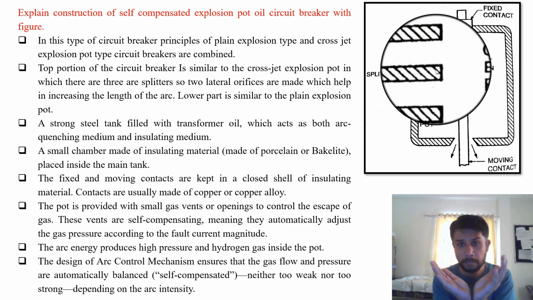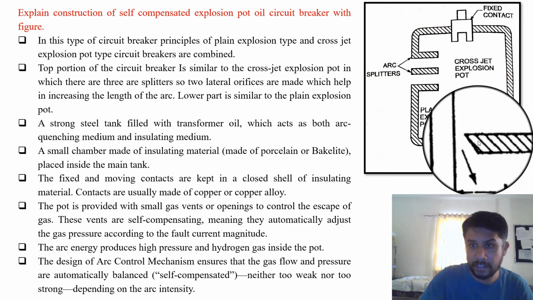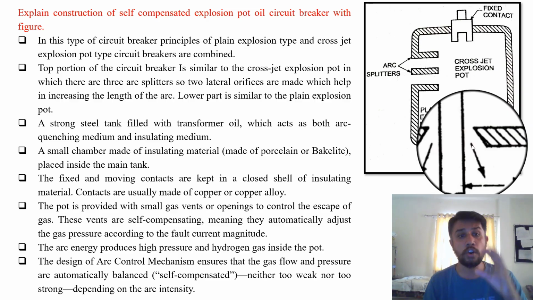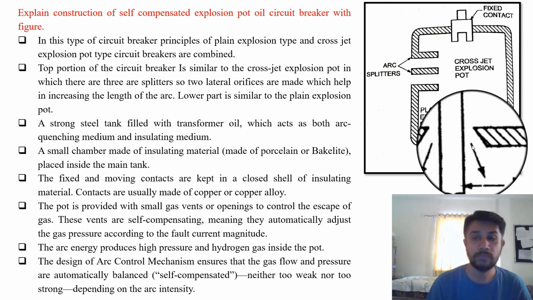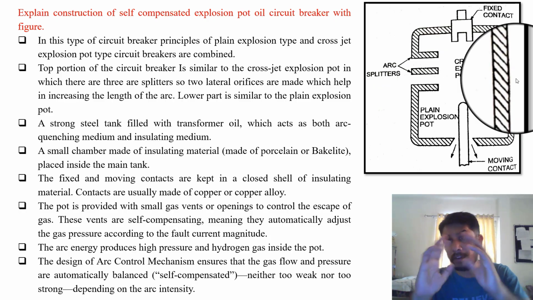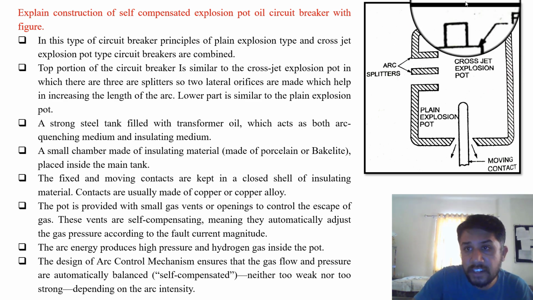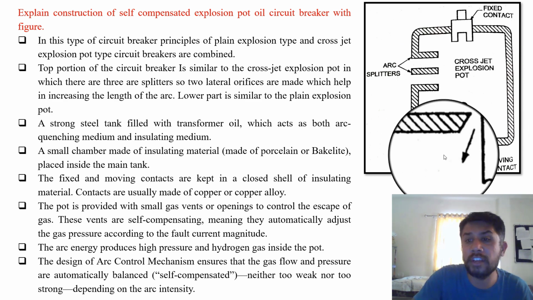The lower part is similar to the plain explosion pot type, and a moving contact is here and vents are created along with it. A strong steel tank is filled with the transformer oil, which acts as both arc quenching medium as well as insulating medium. A small chamber made up of insulating material such as porcelain or bakelite is placed inside the tank, in which the transformer oil is kept. The fixed and moving contacts are kept in the closed shell. This is the fixed contact, and here is the moving contact.